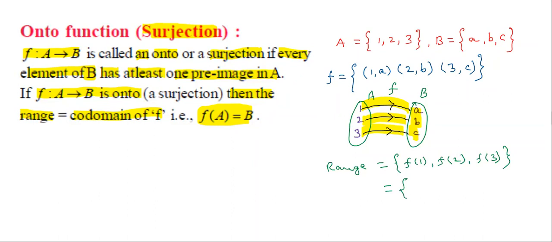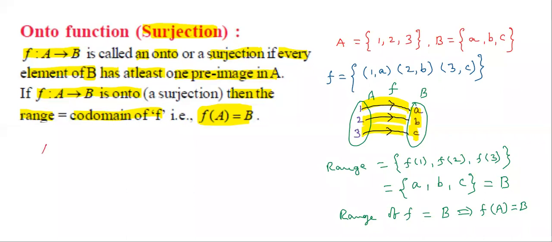F of 1 is associated with A. So that means F of 1 is A, F of 2 is B, F of 3 is C. That means observe this, this is equal to the B set. So finally, the range of F is equal to the codomain B. So we can write the alternative method: F of A is equal to B. Range is equal to codomain means we will say that it is an onto function.